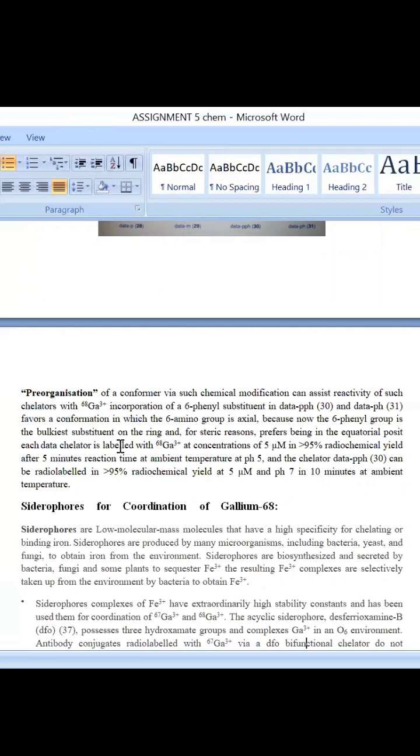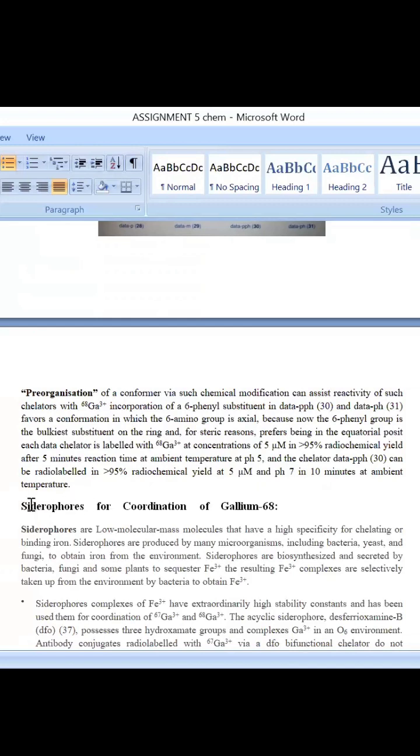Each DATA chelator is labeled with gallium-68 at a concentration of 5 micromolar in greater than 95% radiochemical yield after 5 minutes reaction time at ambient temperature at pH 5, and the chelator DATA-PPA 30 can be radiolabeled in greater than 95% radiochemical yield at pH 7 in 10 minutes at ambient temperature.